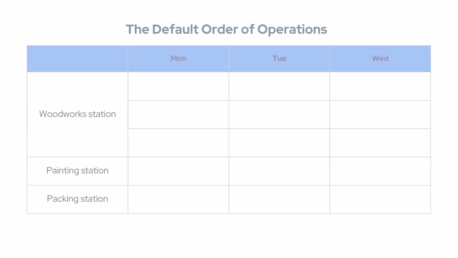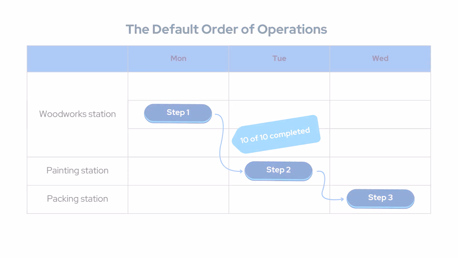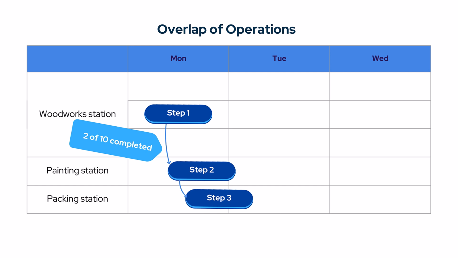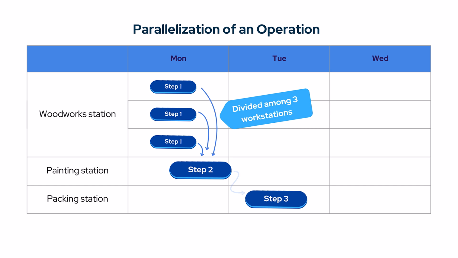In a multi-step production process, by default, the previous operation must be fully completed before the next starts. However, you can also configure the next operation to start after a certain quantity has passed the previous step. We call this overlap.